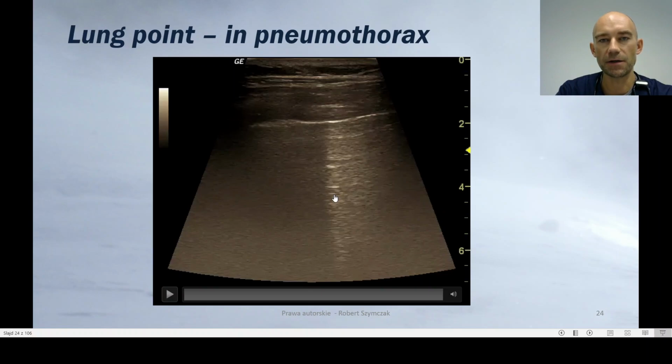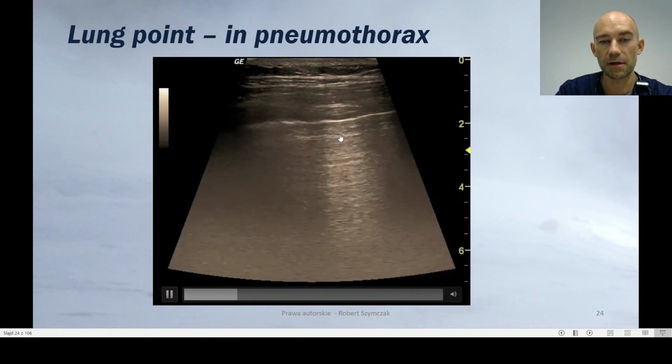Then if you do not see sliding, it's good to search for the lung point. The lung point is the point at which the pneumothorax finishes, the point at which there's no gas and the part of the lung touches the wall of the chest. And when you see the lung point, it means that you can be sure that there is pneumothorax.